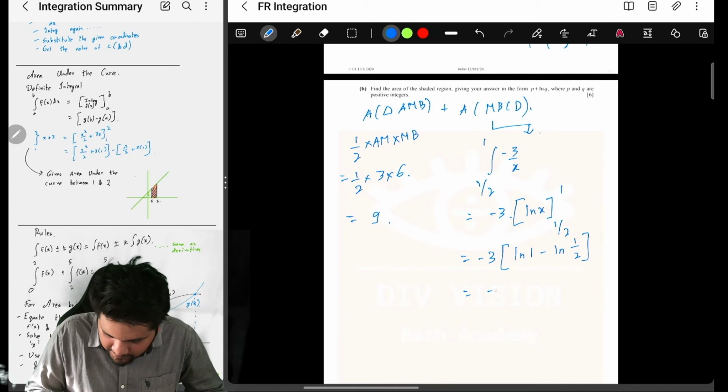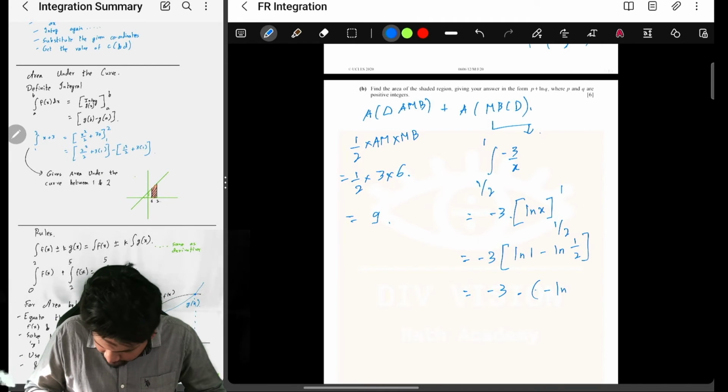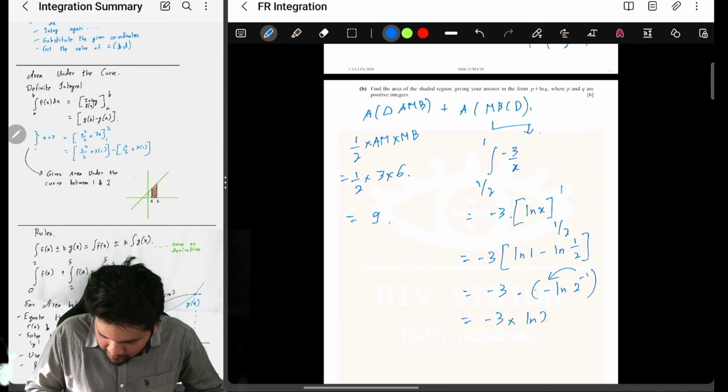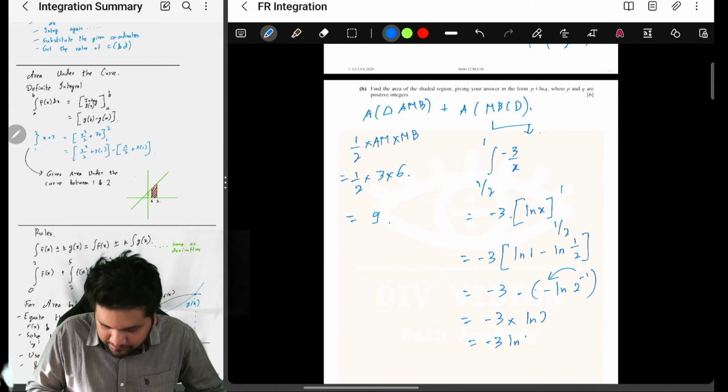As you can see, ln 1 is nothing but 0, so it's going to be minus 3 into minus ln of 2 to the power of minus 1. I'm just using some ln properties. This is going to be minus 3 into minus 1 will come here, so it's going to be ln 2. So at the end I'll get minus 3 ln 2.